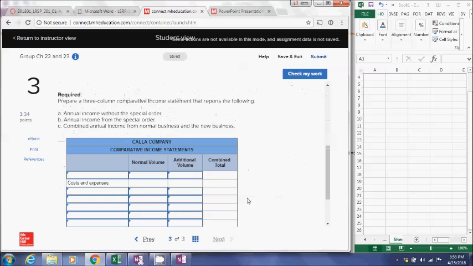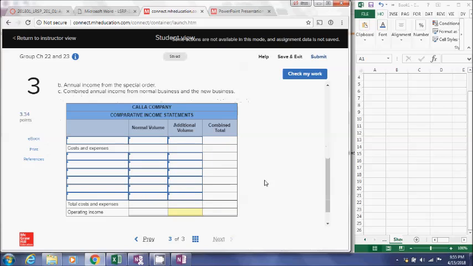So what do we normally have? And we kind of almost already know that. And then what happens with the additional volume? How much is that going to add in? And then we combine that all together. So let's go ahead and get into the normal volume column.